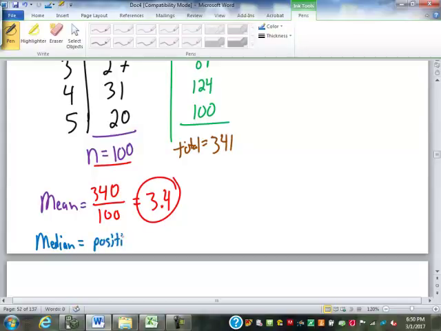341. What's that? Should the mean have been 341 over 100? Yeah, I don't know why I got a 0. I'm sorry. Yes, that is 341 over 100, so it's 3.41. I'll give you guys a second to correct it.